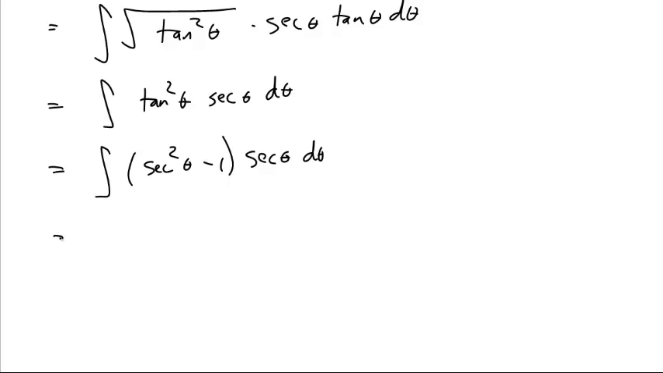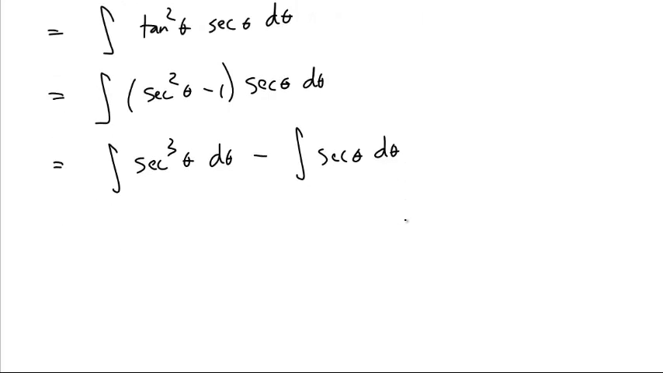And this turns into the integral of secant cubed of theta, I'll split it up, minus the integral of secant of theta d theta. And oh, we've done both of these. Only one of these do I have memorized, so just for the fun of it, I'm going to do it out again. This one we do with integration by parts.